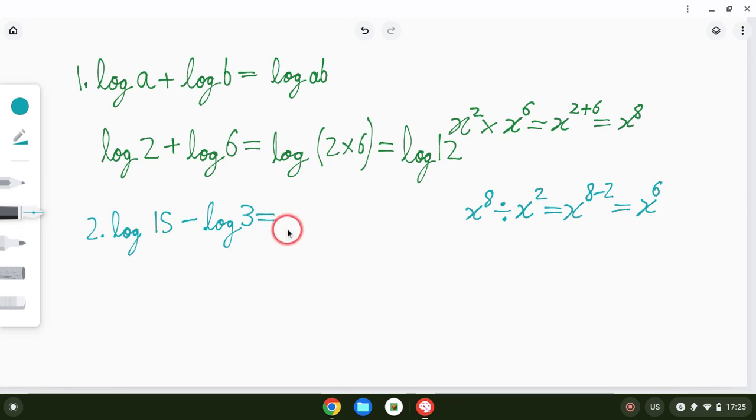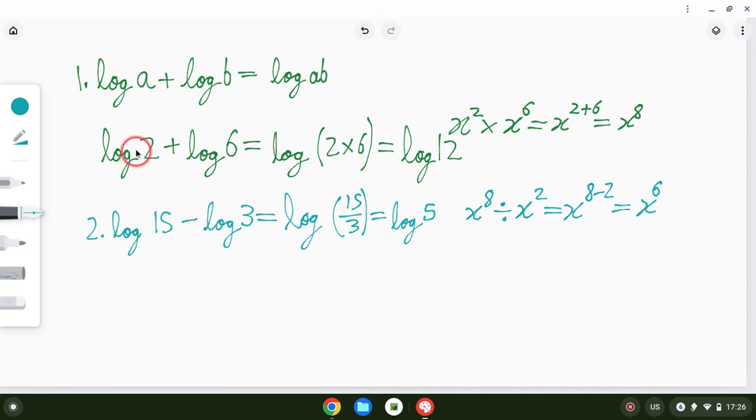And the answer has to be log something. Pause this video and try to figure this out. Well, it's quite easy. This will become 15 divided by 3. Log of 15 divided by 3, which is equal to log of 5. And just as a quick check, you could try to figure this out: log of 3 plus log of 5 will be equal to log of 15.